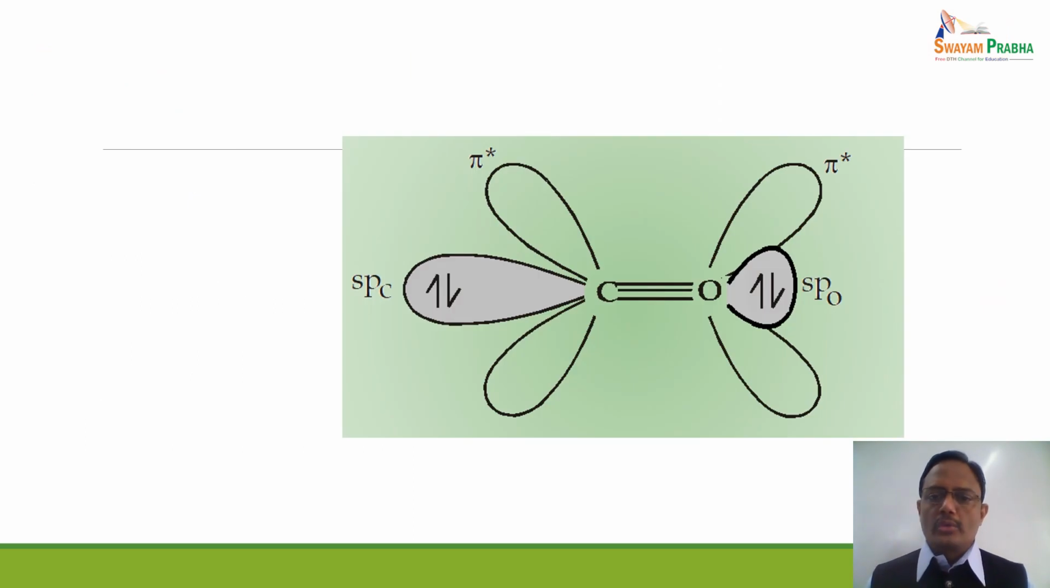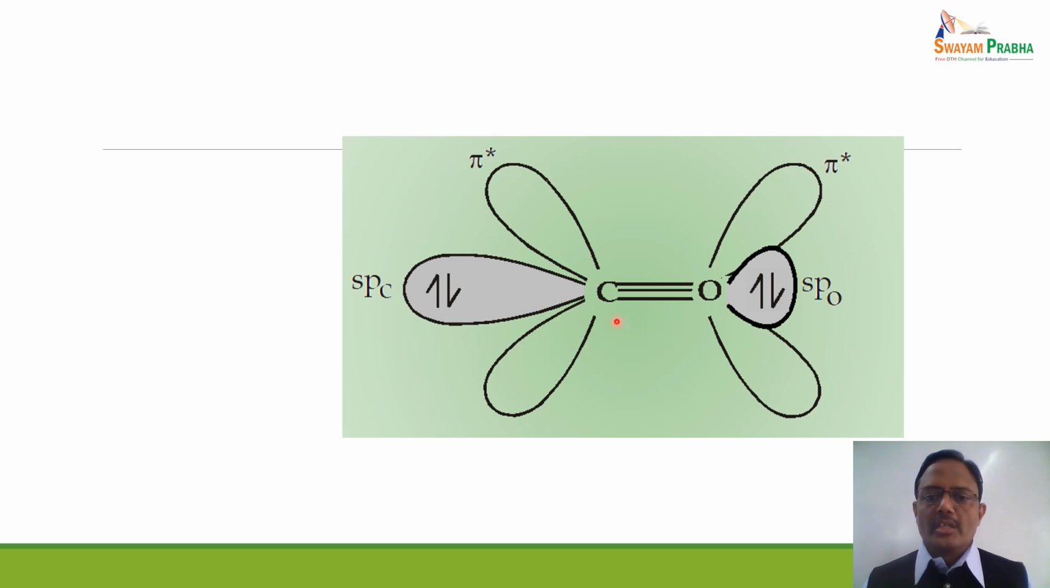If we try to show the molecular orbitals of this molecule, we can see that this is sp of carbon, which is diffused, while sp of oxygen is more centralized on oxygen. This is because this sp of oxygen has more s character, whereas this sp of carbon has less s character, and hence it is diffused. This has more s character, so it will be more centralized on oxygen.